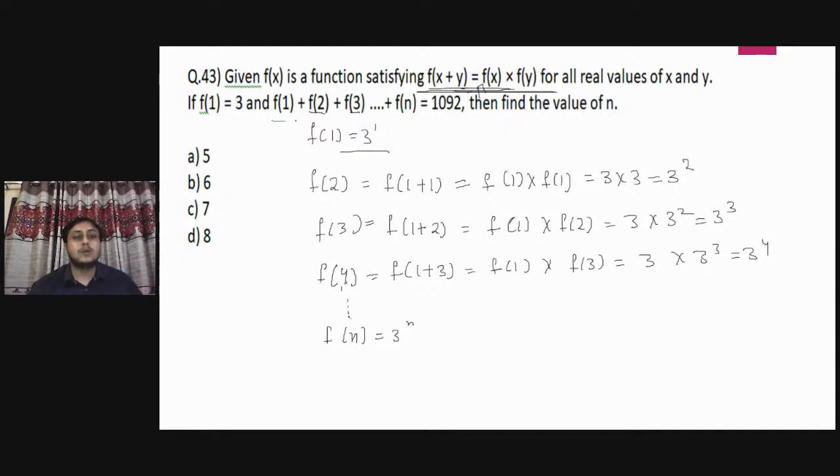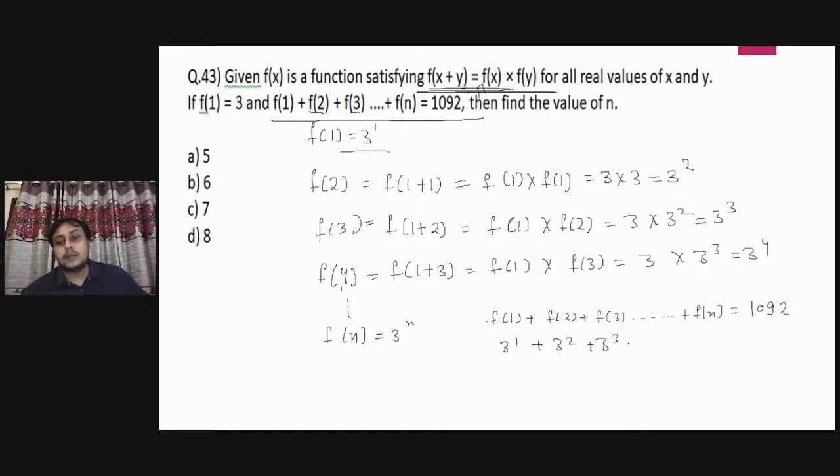So let's put the values in this equation. What will we get? f(1) plus f(2) plus f(3) and so on till f(n) is equal to 1092. Guys, f(1) is 3 power 1, f(2) is 3 power 2, f(3) is 3 cube and so on, and f(n) is 3 power n, right? That equals 1092.